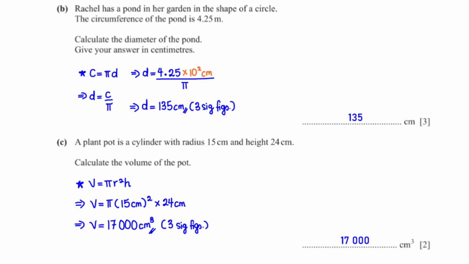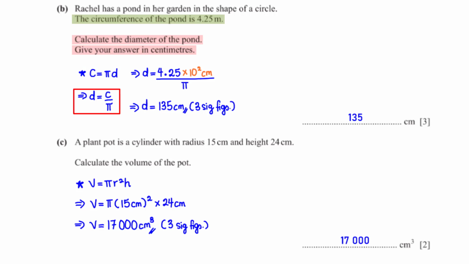Rachel has a pond in her garden in the shape of a circle. The circumference of the pond is 4.25 meters. Calculate the diameter of the pond. Give your answer in centimeters. Here is the formula for the circumference of a circle. When we make the diameter d the subject, this is what we get.